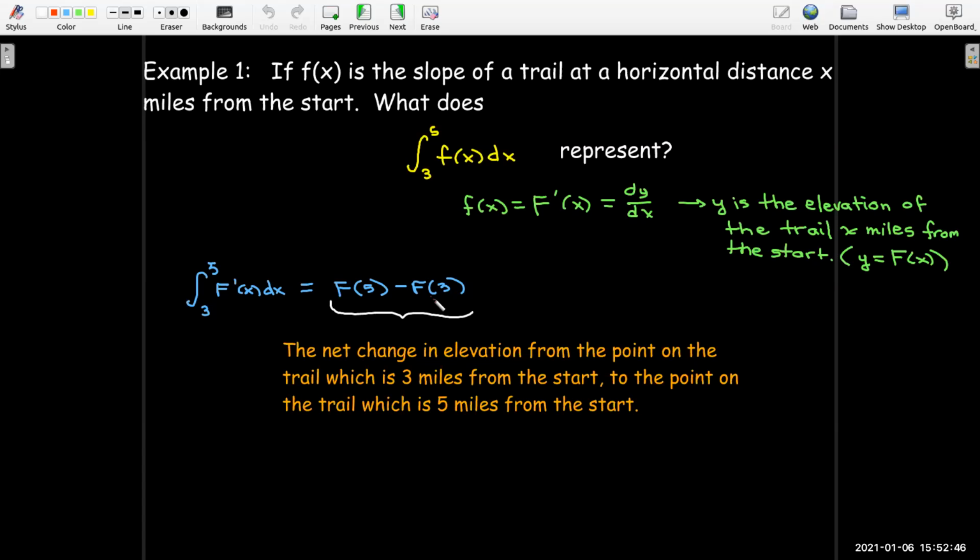So bear in mind that maybe the trail goes up and down. It may go down into a valley, then come back up. But that doesn't matter for the net change. What matters for the net change is what is the elevation 5 miles from the start? What is the elevation 3 miles from the start?